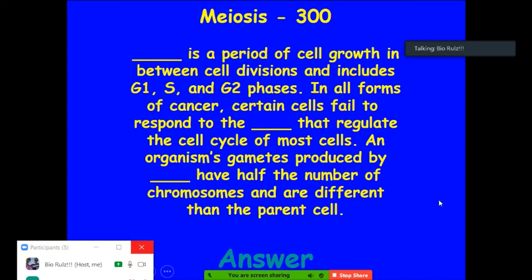Okay, blank is a period of cell growth in between cell divisions and includes the G1, S, and G2 phases. In all forms of cancer, certain cells fail to respond to the blanks that regulate the cell cycle of most cells. An organism's gametes produced by blank have half the number of chromosomes and are different than the parent cell.